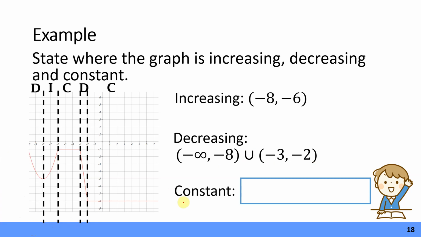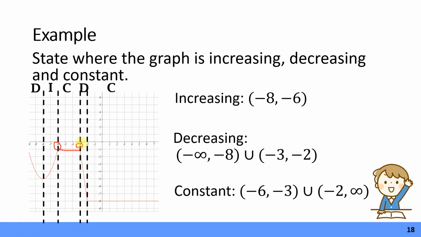All right, let's go ahead and answer the last question for this problem. We have constant. We had two pieces of the roller coaster being constant. One of them was here from -6 to -3. So that's one of my answers. And of course, since this one was also constant, it was from -2 all the way to, remember, the x-axis keeps on going all the way to +infinity.